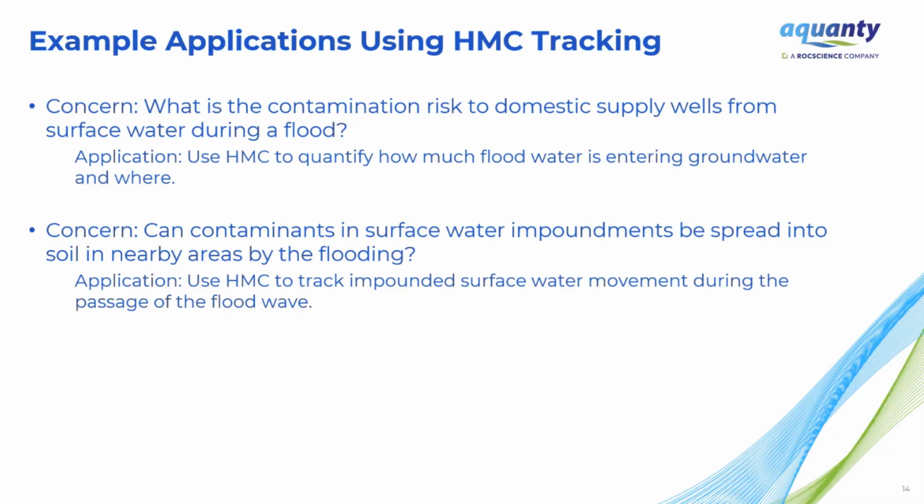Another concern might be from specifically flooding surface water impoundments. These could be as simple as stormwater impoundments that do contain quite a few contaminants from road runoff. They could also be more complex, like sewage lagoons or other storage impoundments of potentially contaminated water. And then how HMC could be used to track that impounded water as it gets washed out of a surface water impoundment.